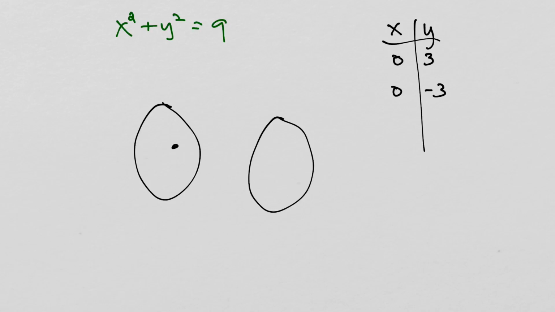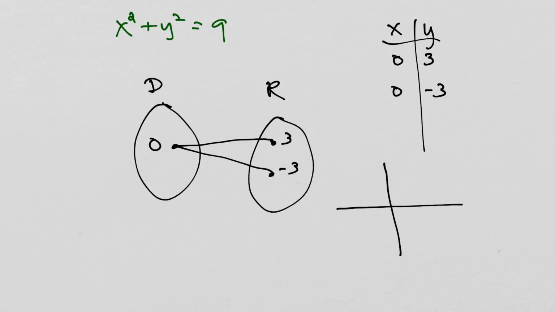So in other words, this single value of 0 in my domain gets mapped onto these two values in my range. Okay? Which means this equation is not a function. It's still an equation, but it's not a function. And this is why you've probably heard of that vertical line test and why it fails. So there's my equation, x squared plus y squared equals 9.